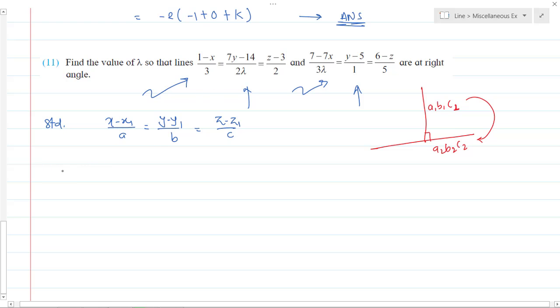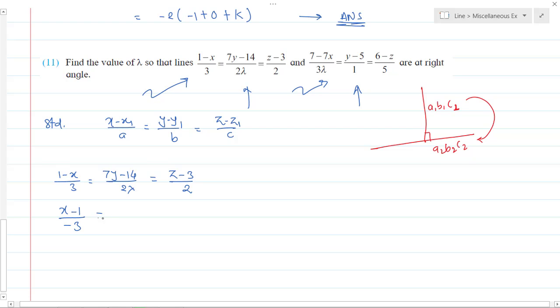Okay, so first make the given equation in the standard form. Let me write the first equation as it is: (1 minus x)/3 equals (7y minus 14)/(2 lambda) equals (z minus 3)/2. If I want to make the coefficient of x, y, z equal to 1, what will we do? I will multiply and divide the first part by minus 1. So what I will get? (x minus 1)/(minus 3).